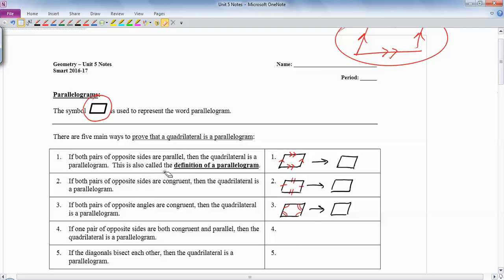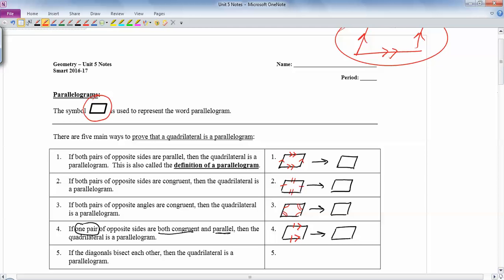Okay, the fourth one, if one pair, just one pair of opposite sides are both congruent and parallel, then you get a parallelogram. So that one would look like this. One pair of opposite sides are both congruent and parallel. Right? So it turns out that one you don't even need to look at the other sides.